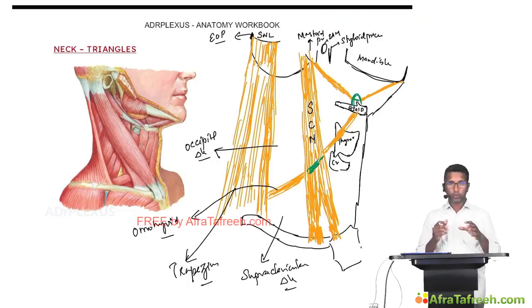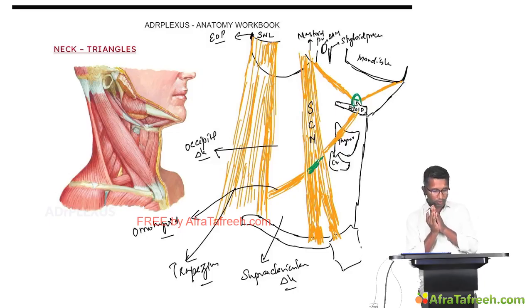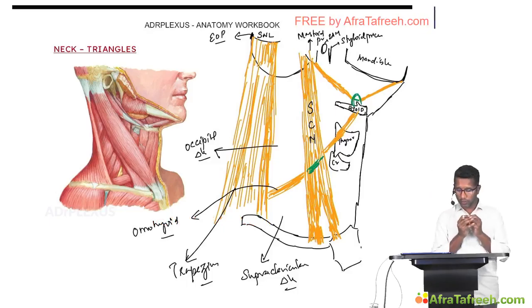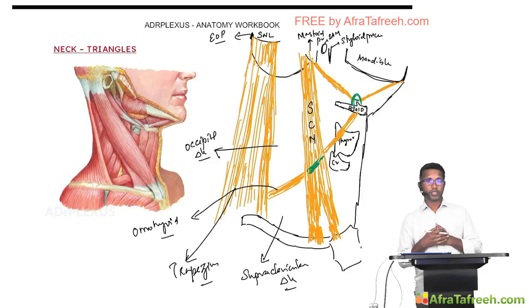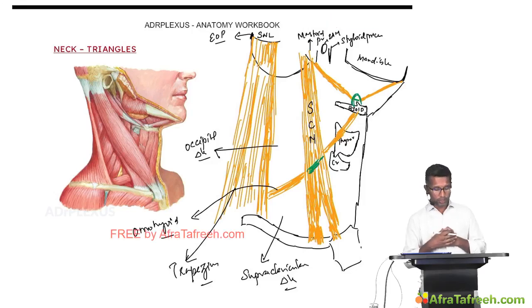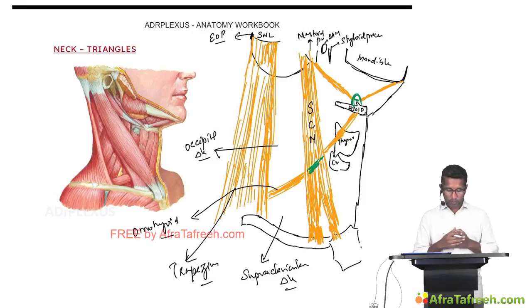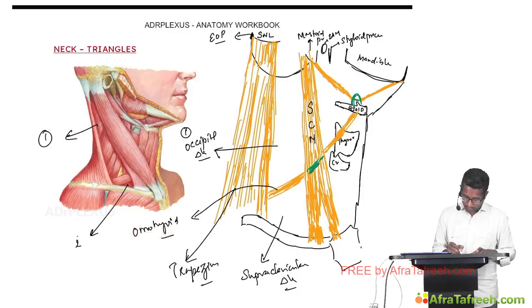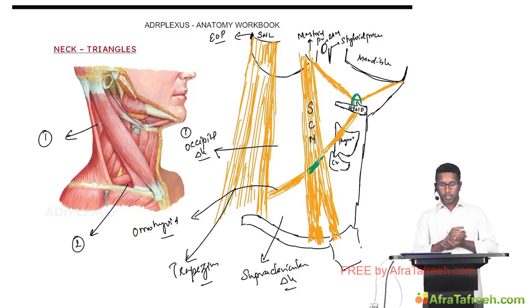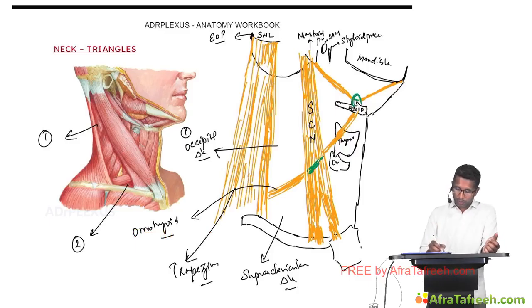Though the occipital triangle is big, only a few important structures are there. Though the supraclavicular triangle is small, a lot of important structures are seen in it. So what you see here is the occipital triangle, and what you see here is the supraclavicular triangle. And now you can tell the boundaries of the triangle easily.